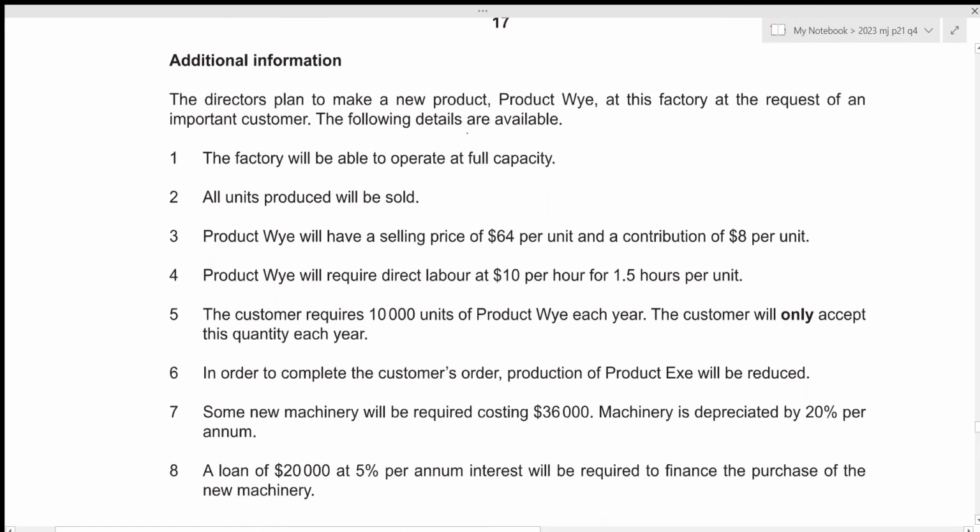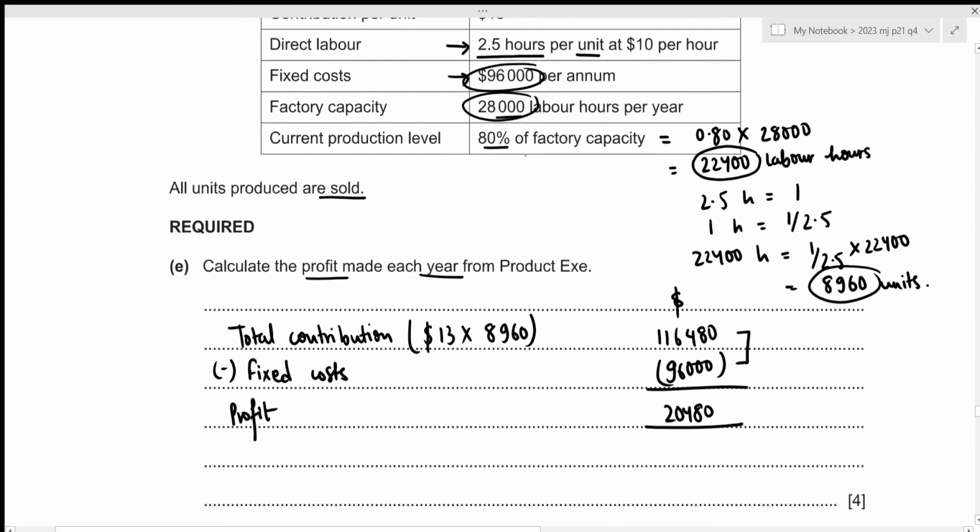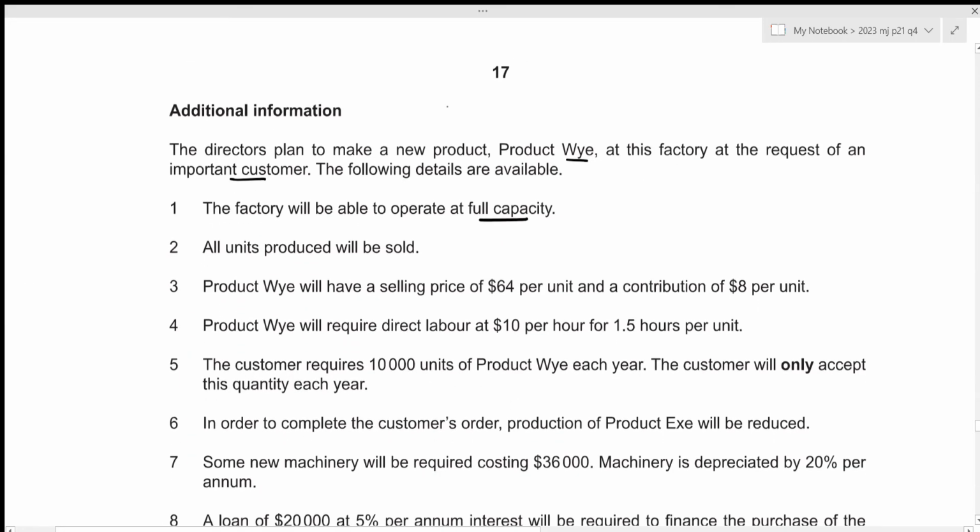Okay, before that, we're given additional information, and the directors plan to make a new product, product Y, at this factory at the request of an important customer, and the following details are available. The factory will be able to operate at full capacity. So the previous full capacity was 20,000 labor hours per year, and all units produced will be sold.